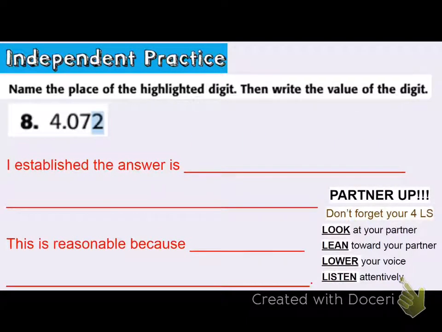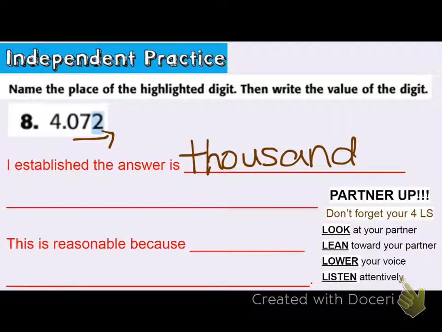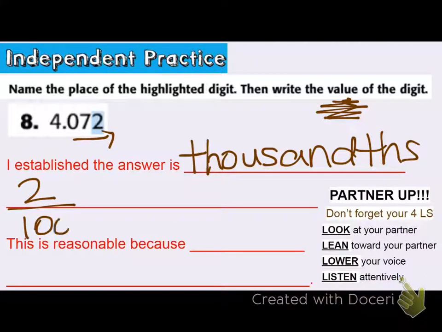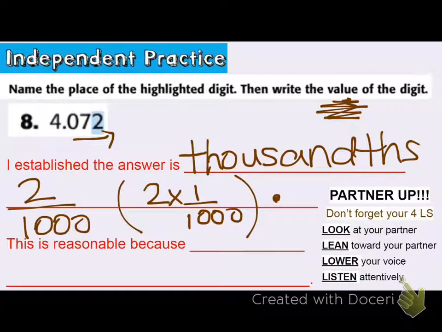Number 8, name the place of the highlighted digit, then write the value of the digit. Again, it's on the right, and this time we're in the thousandths place. We're going to make sure to show the thousandths place having that THS, less than 1, thousandths. If I'm showing the value of the 2, it is 2 out of 1,000. Or I could say 2 times 1 over 1,000. Both have the same value. Or, of course, 2 thousandths. I know my answer is reasonable because the 2 is in the thousandths place.